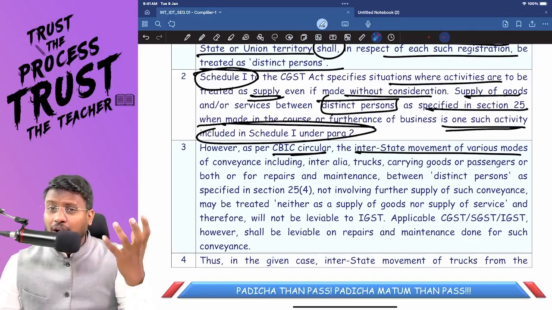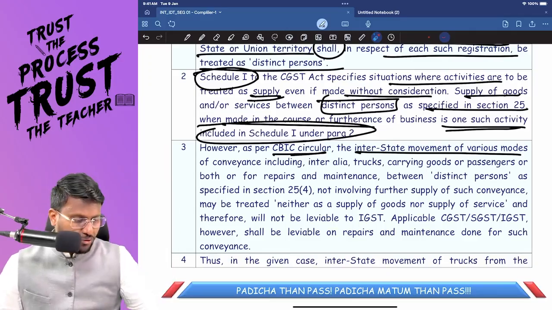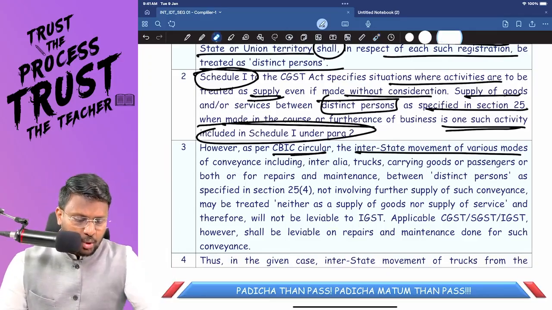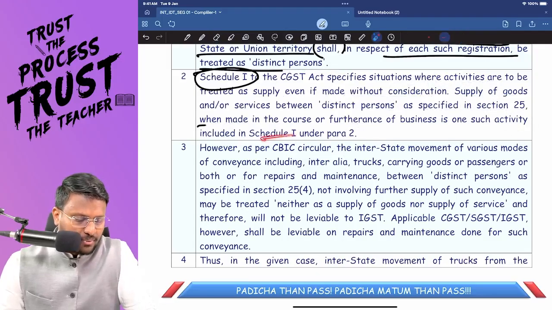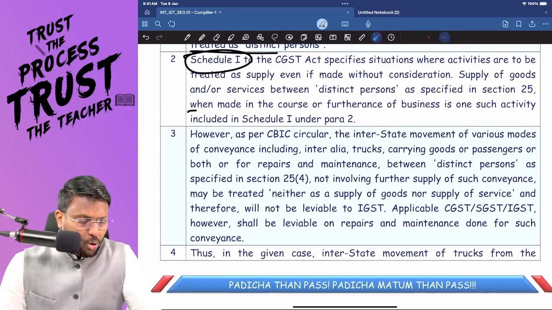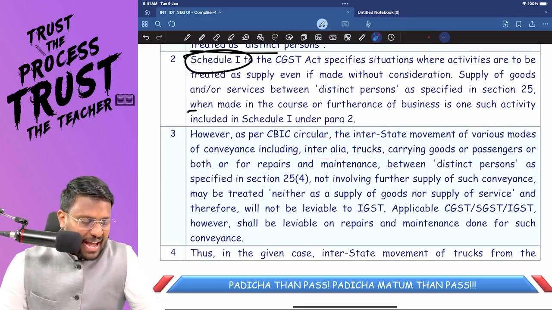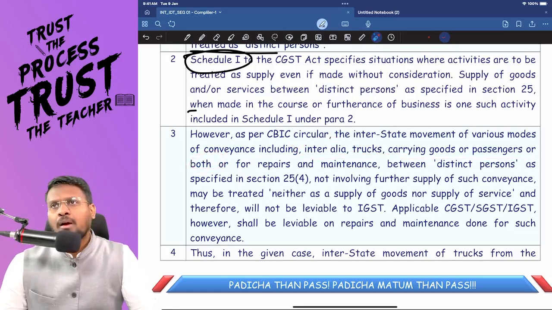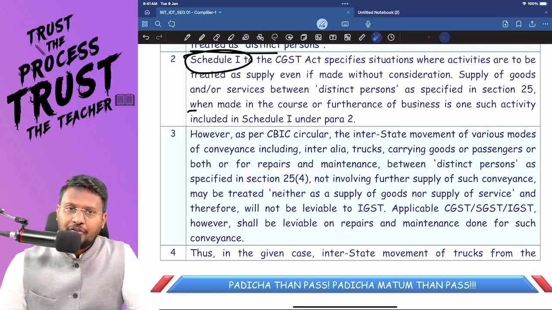Sir, the circular is saying that for that lorry, GST will not be levied. For your benefit, I'll read once again. Be with me to get the best benefit. However, as per what circular? CBIC circular. The interstate movement of various modes of conveyance, including inter alia what? Carrying what or what or what? Inside that truck, goods will be there, passengers will be there, both will be there. For what and what? Between what persons? As specified in Section 25 subsection 4, not involving further supply of such conveyance.